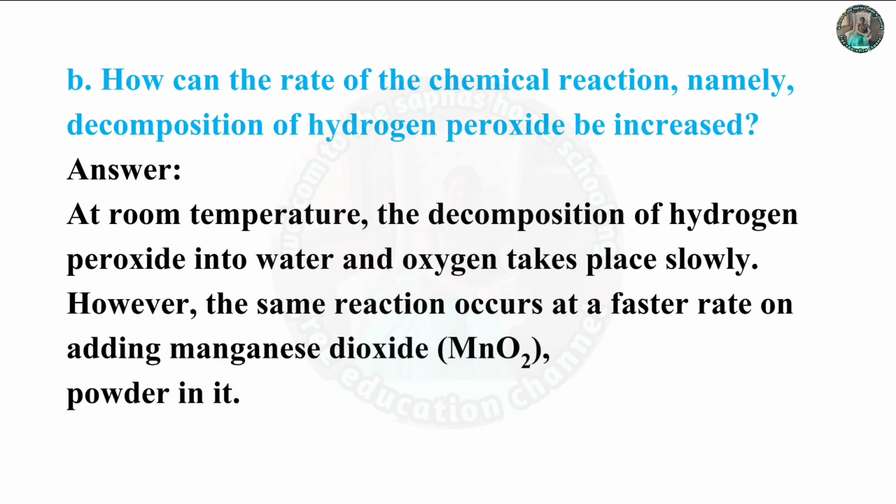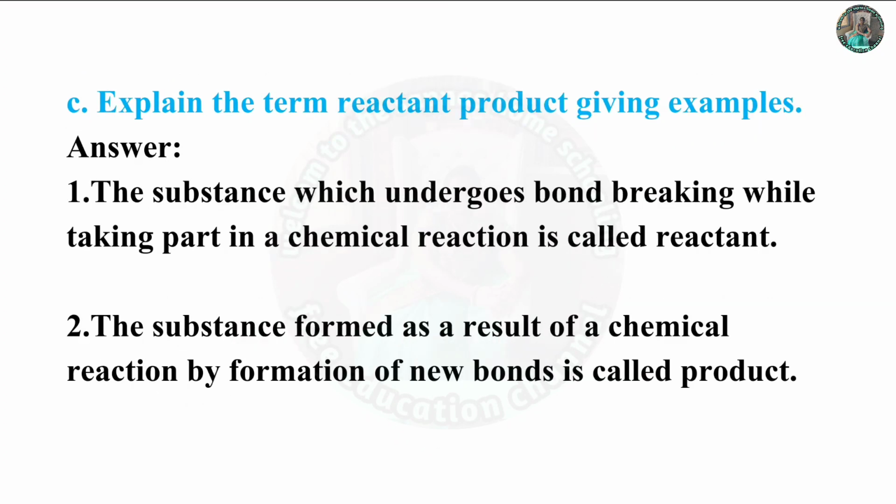B. How can the rate of the chemical reaction, namely decomposition of hydrogen peroxide, be increased? Answer. At room temperature, the decomposition of hydrogen peroxide into water and oxygen takes place slowly. However, the same reaction occurs at a faster rate on adding manganese dioxide MnO2 powder into it.